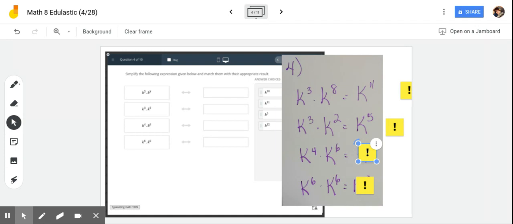I'm going to keep my base k, add my exponents, 4 plus 6 is 10. Finally, k to the 6th times k to the 6th. Keep the base, add the exponents. I get k to the 12. Okay, so you know where the answers are. All you're going to do on your Edulastic screen is drag those into the spots they belong. Okay?